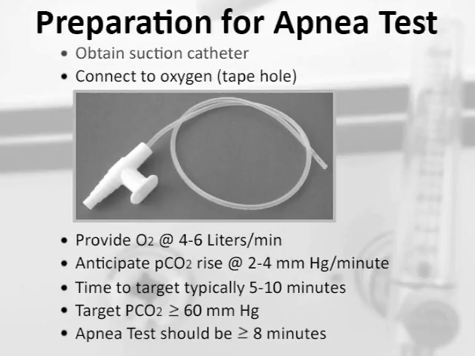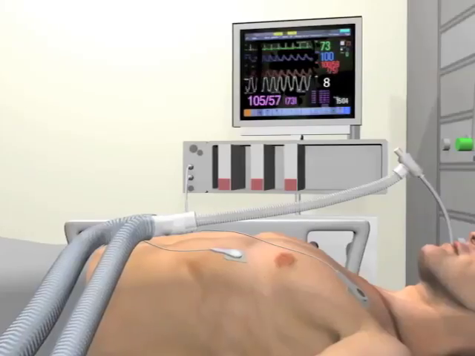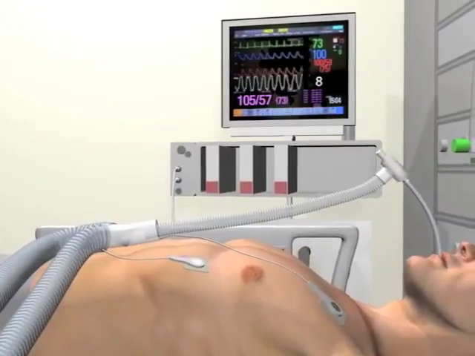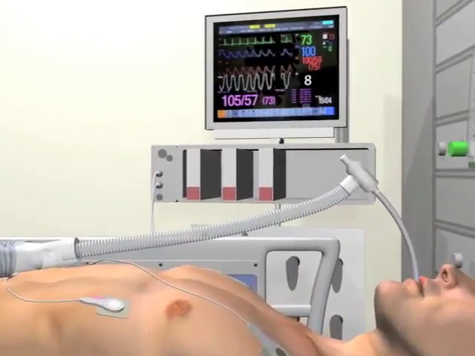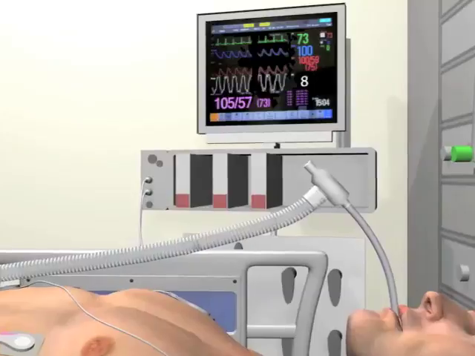When the physician is ready to perform the apnea testing, the mechanical ventilator should be discontinued by disconnecting the ventilator tubing to the patient's endotracheal tube. Often, turning the machine off afterwards is helpful in order to prevent continuous alarming of the ventilator.